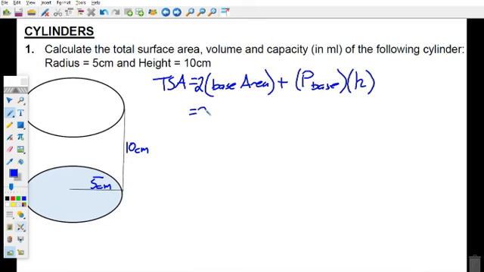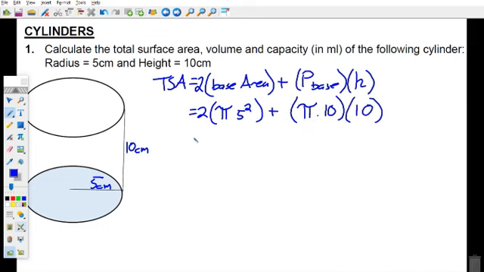So, we're going to say 2. Now, the base shape, the base area is a circle. So, the area of a circle is pi r squared. And my r is going to be what? It's 5 squared. Plus my perimeter. What's the formula for the circumference of a circle? Pi times the diameter. Now, if my radius is 5, what is my diameter going to be? 10. Exactly. Pi times 10. And my height there is also going to be 10.